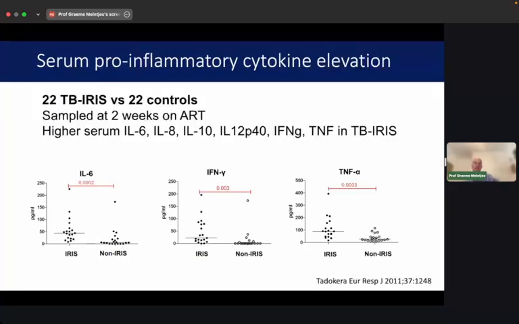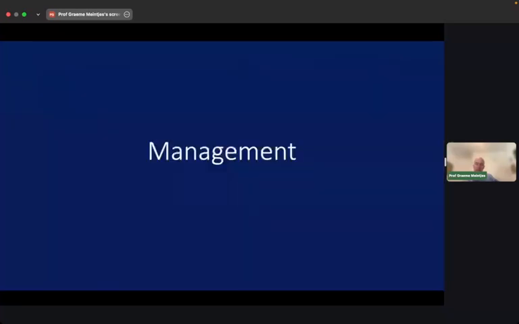And this is just to show you that we've done a number of studies looking at the cytokines in the blood of patients at 2 weeks on ART, comparing those who developed RS to those with HIV-TB who did not develop TB-RS. And we see higher levels of cytokines like interleukin-6, interferon gamma, and TNF-alpha, suggesting that these cytokines are driving the systemic inflammation that we see with TB-RS. So that's just a little bit of the background immunology, and the main message is that the immunological features have been characterized, and it involves multiple components of the immune system, not just the CD4 cells.